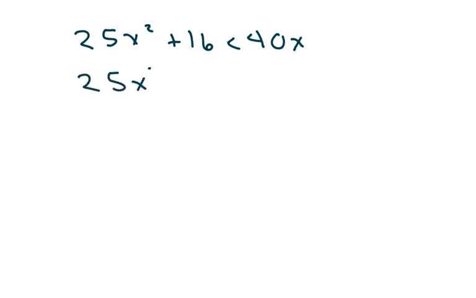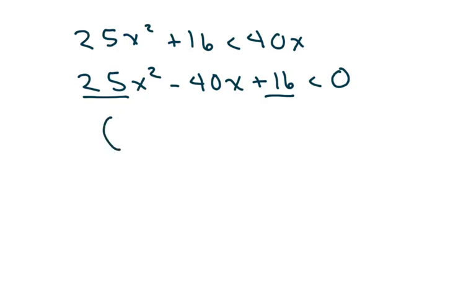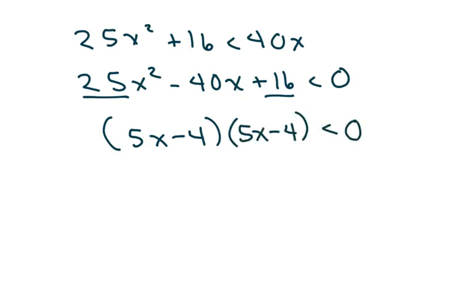Okay, the next one we can factor. Let's look at this one. We have 25x squared plus 16 is less than 40x. Now I'm going to set this to 0. So we want this whole thing to be negative. This is factorable. These are perfect squares, a perfect square trinomial. So this is 5x minus 4 times 5x minus 4, which is really 5x minus 4 squared.